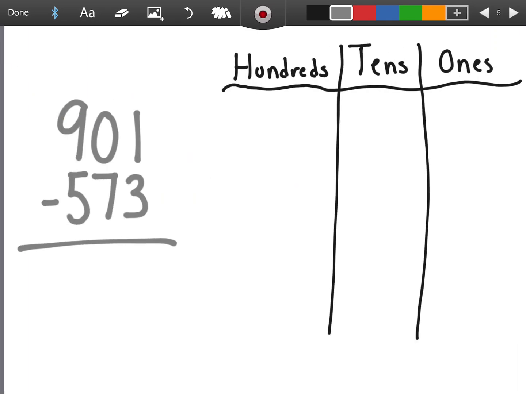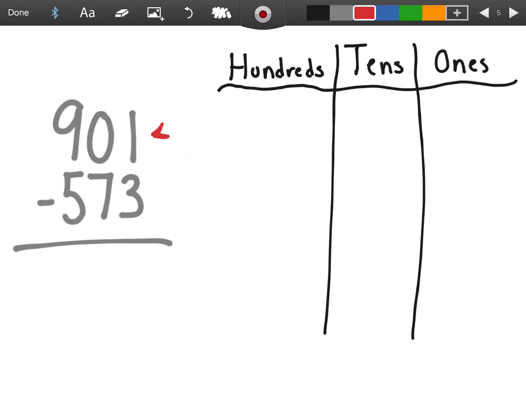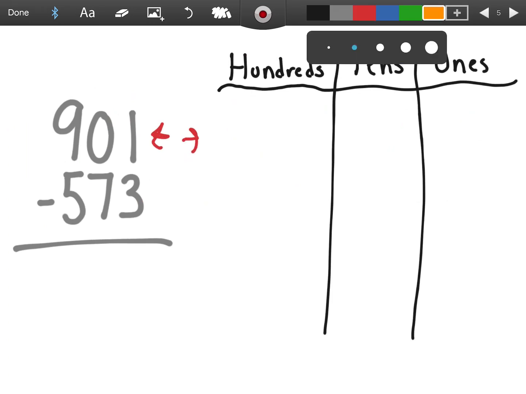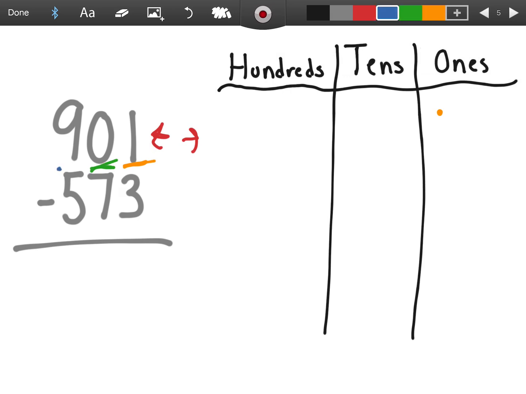So we're going to move on to another problem. We have 901 minus 573. So I'm going to go ahead and draw that into our chart over here really quick. We have 1 one. We have 0 tens. And we have 9 hundreds.